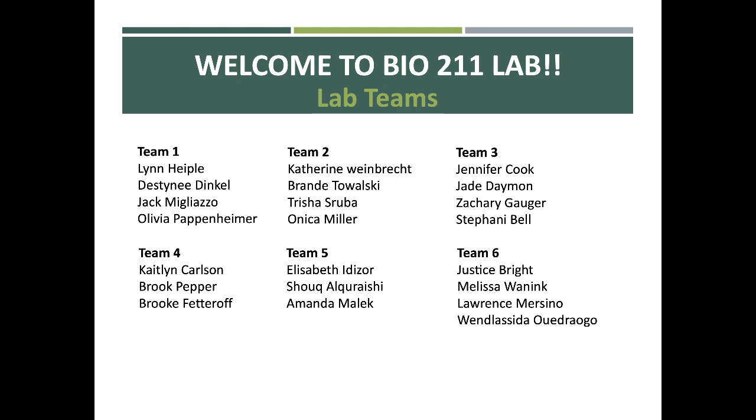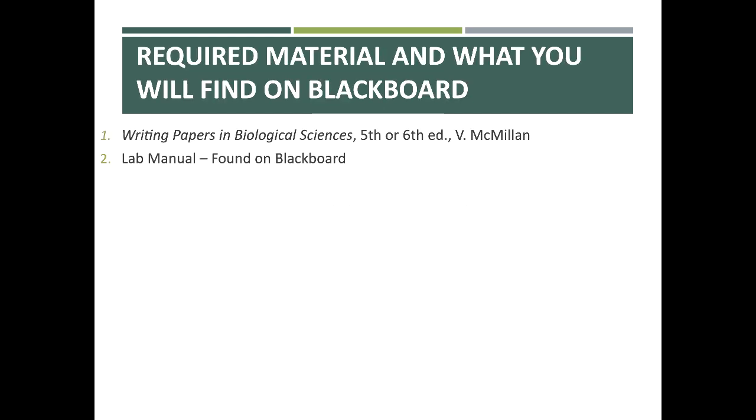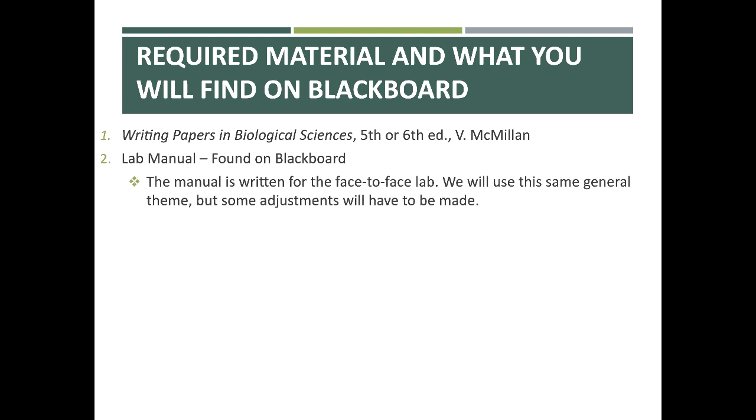Okay, let's go on. There are a few things required for this class. A lot of it will be found on Blackboard, as we already talked about, but you will need the Writing Papers in Biological Sciences. The 5th or 6th edition is fine. It's the same one that you had for Biology 111 and Biology 112. So hopefully you saved it. The lab manual is found on Blackboard, as I've already shown you. I just want to remind you again, it is written for the face-to-face lab, but we're going to use it as our same general theme, but there will be some adjustments that we have to make, and I'll let you know when that happens.